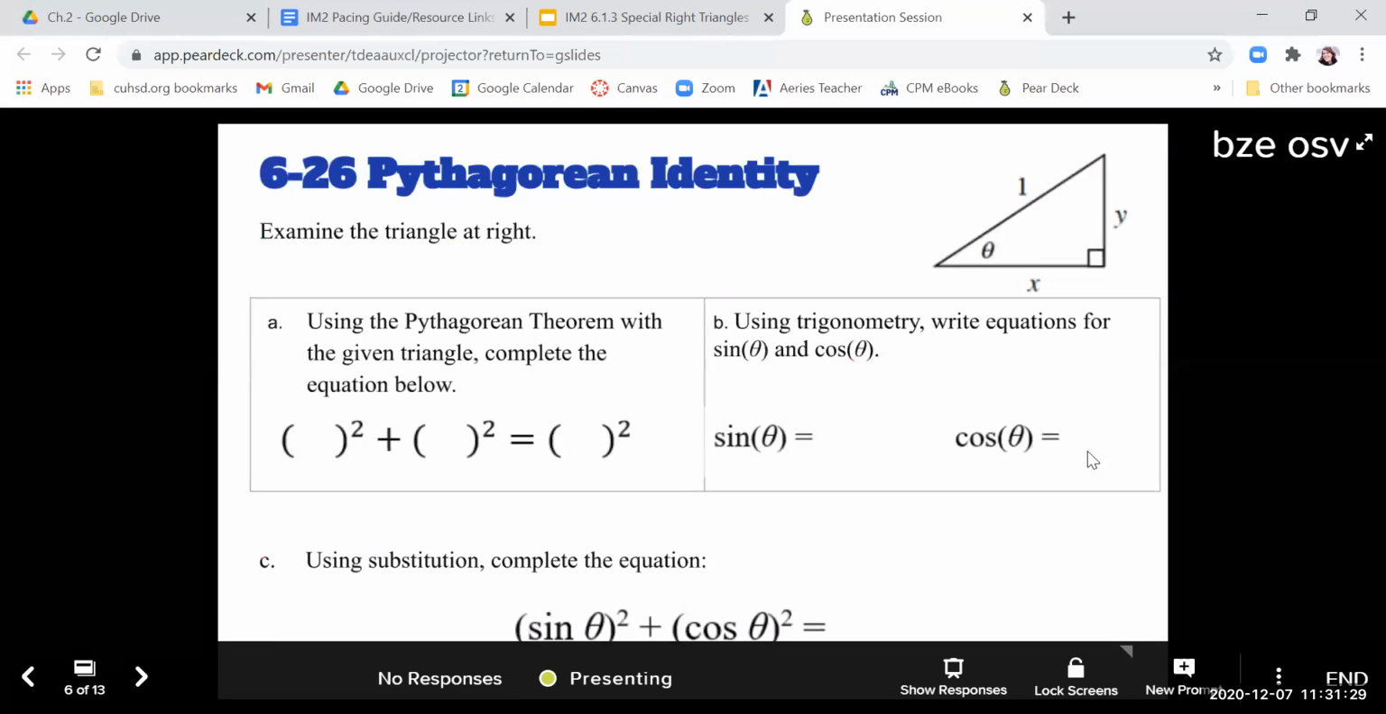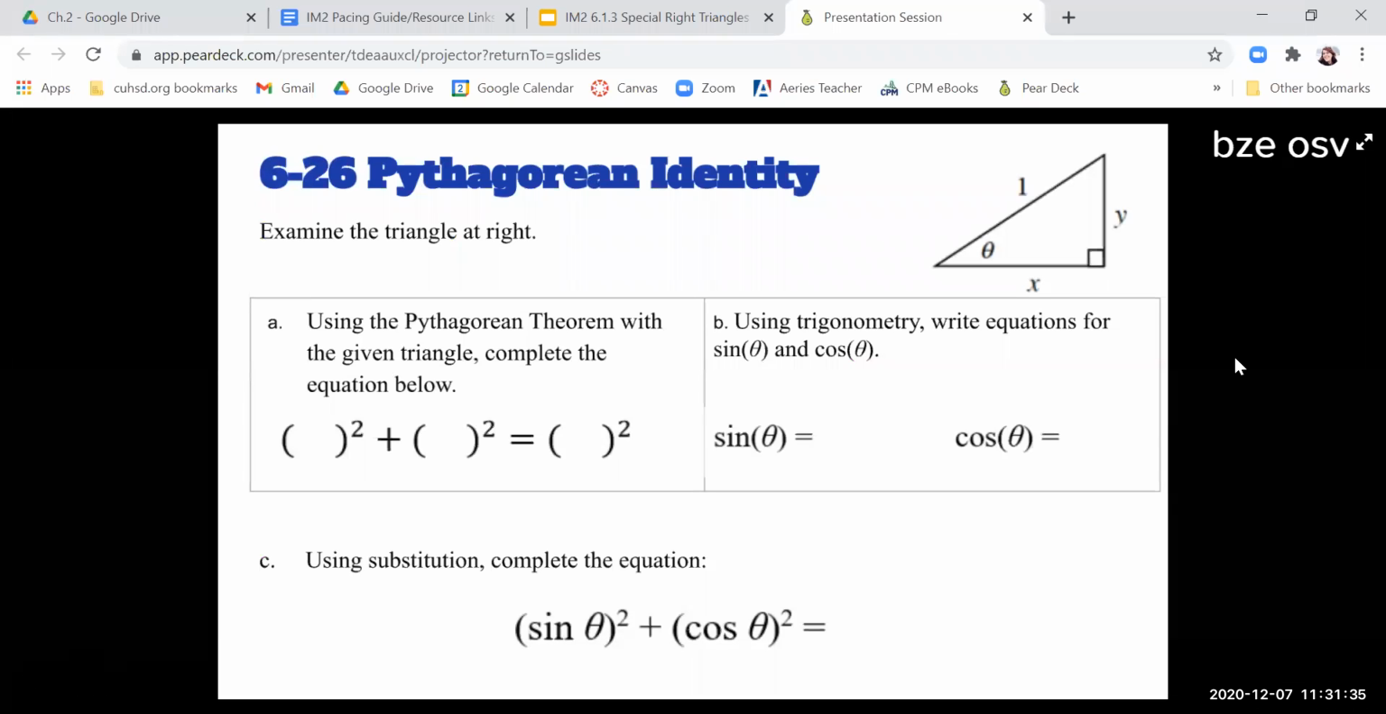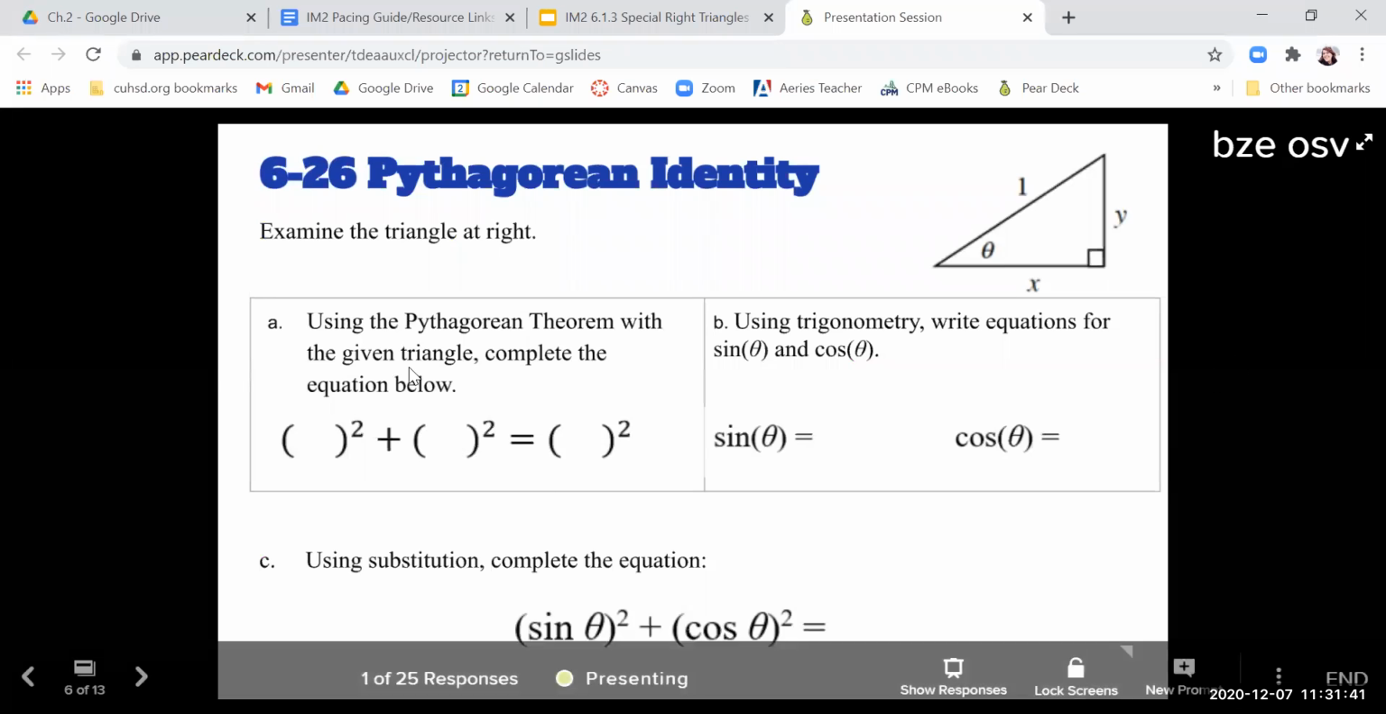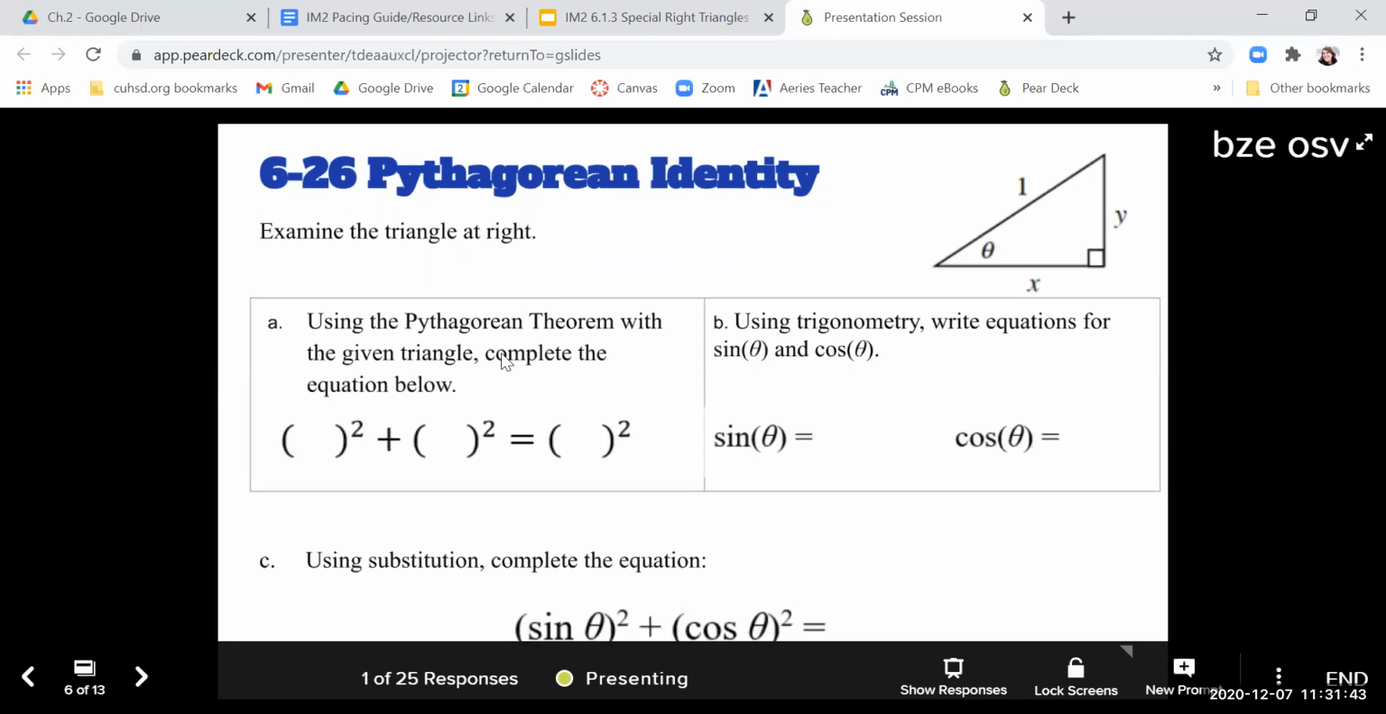All right, so now what we're going to do is start connecting trig functions like sine and cosine to a right triangle. So our first part, it's going to seem like 2 separate problems until the end when we find out this whole thing. So use the Pythagorean theorem with the given triangle to complete this equation.